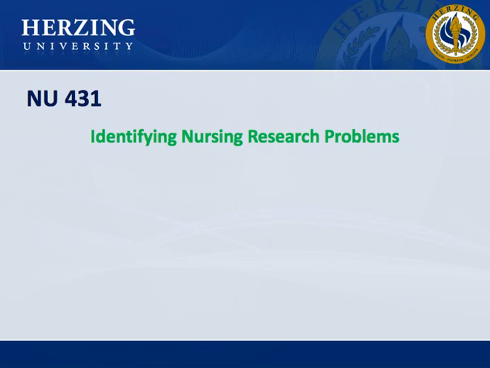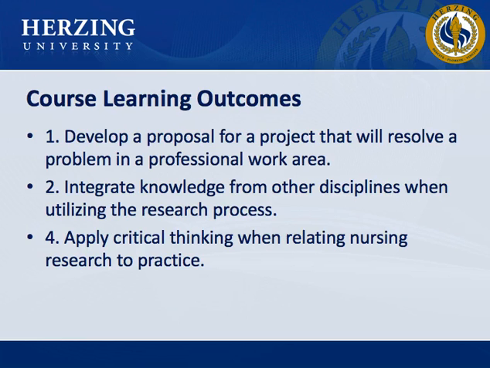Nursing 431, Identifying Nursing Research Problems. The course learning outcomes for this week include: number 1, develop a proposal for a project that will resolve a problem in a professional work area; number 2, integrate knowledge from other disciplines when utilizing the nursing research process; and number 4, apply critical thinking when relating nursing research to practice.